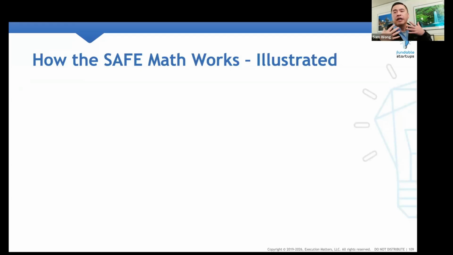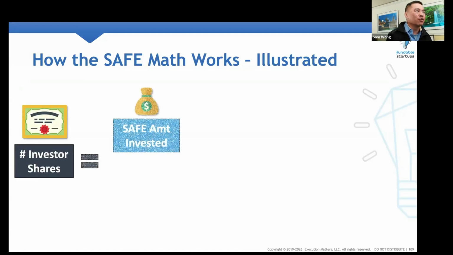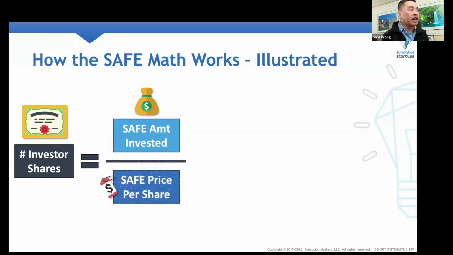If a safe converts into shares for the investor, how many shares does the investor get? Well, the high level formula is pretty simple. You take the amount of money that the safe investor invested and you divide by the price per share, the safe price per share.